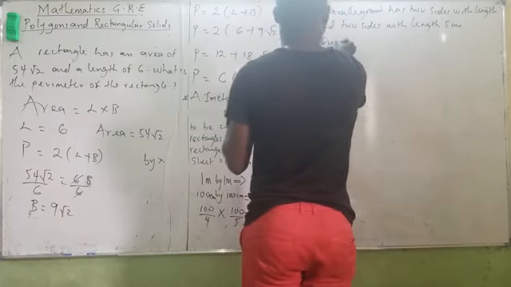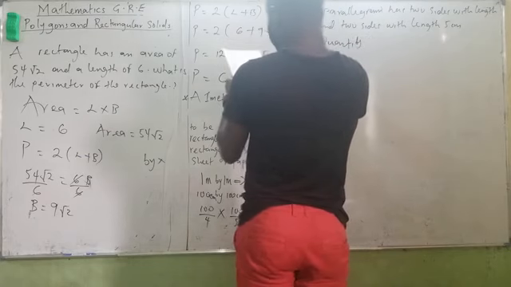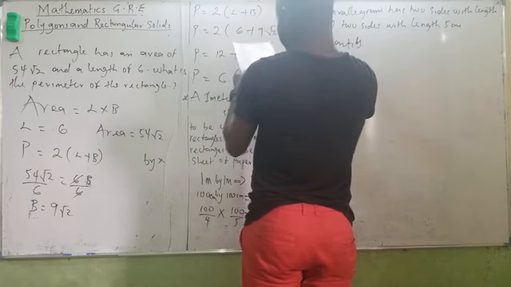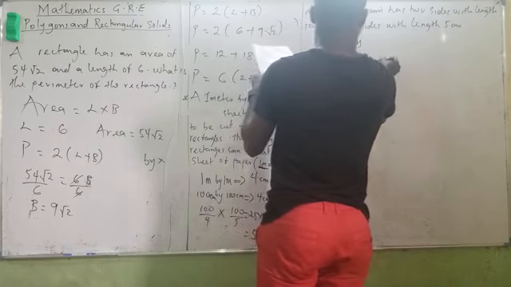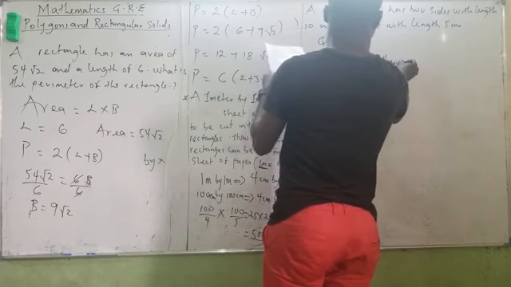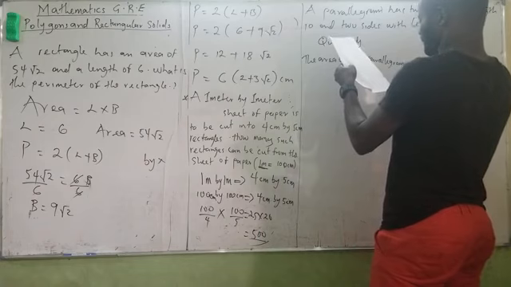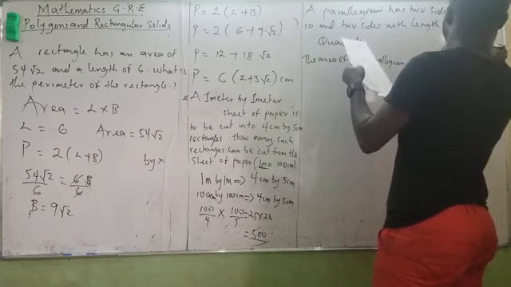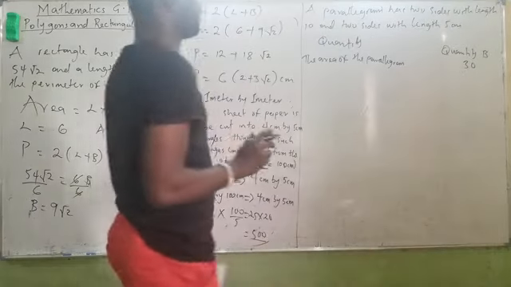Quantity A will be the area of the parallelogram. Quantity B, which should be 30. Now, what is the area of a parallelogram?